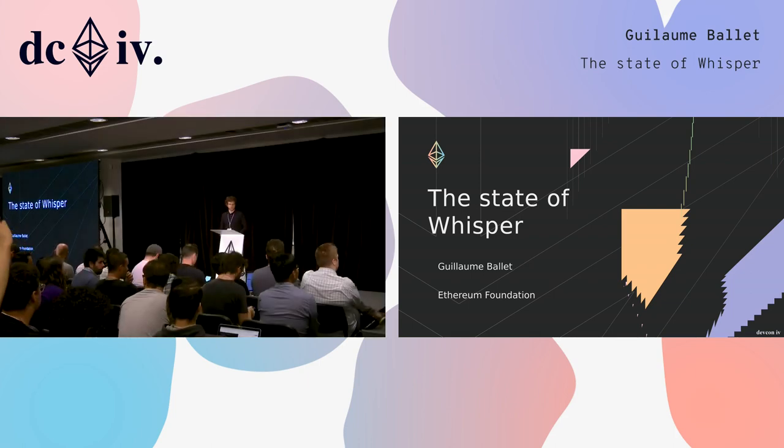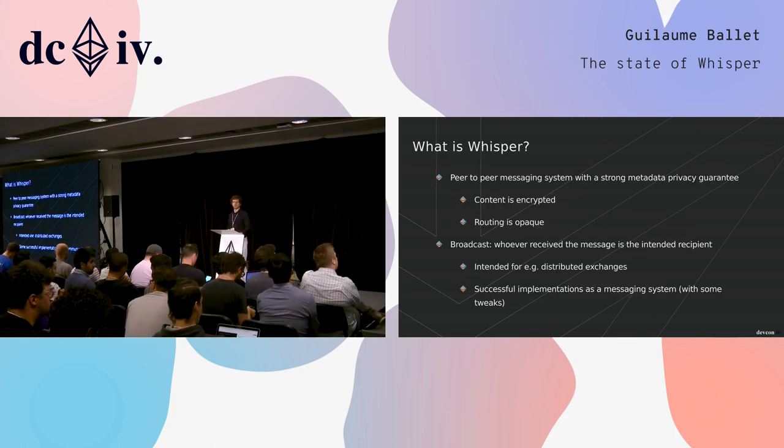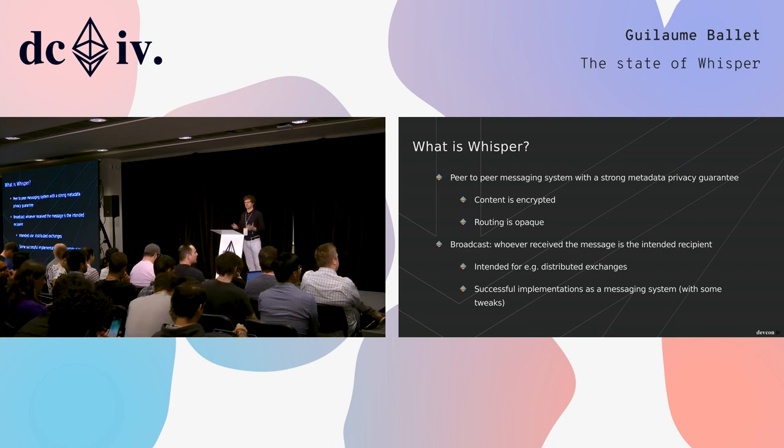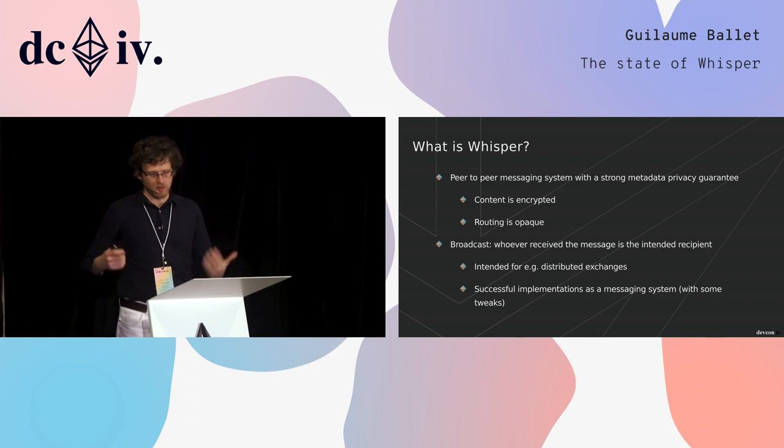Yeah, I'm going to give an update on Whisper. So a quick reminder, what is Whisper? It's a peer-to-peer messaging system with strong metadata privacy guarantees. No one can read the content of your message, and they cannot know who you're sending it to either. Because of the way it's implemented, you need a lot of bandwidth.